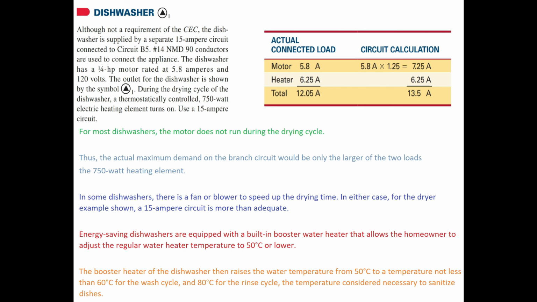Energy-saving dishwashers are equipped with a built-in booster water heater that allows the homeowner to adjust the regular water heater temperature to 50 degrees Celsius or lower. The booster heater of the dishwasher then raises the water temperature from 50 degrees Celsius to a temperature not less than 60 degrees Celsius for the wash cycle, and 80 degrees Celsius for the rinse cycle. The temperature considered necessary to sanitize dishes.